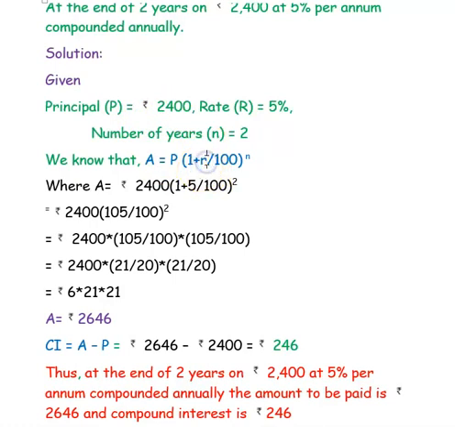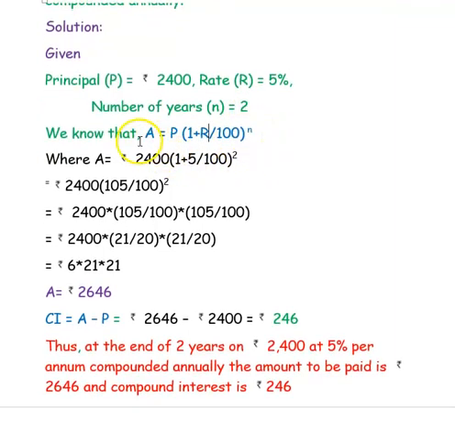Okay, the rate of interest is the same, that is 5%, and the number of years is also the same, that is 2. Now we know that amount equals P into (1 plus R divided by 100) to the whole power n. We are substituting. The principal is given as rupees 2400. The rate of interest is 5 divided by 100, to the whole square.